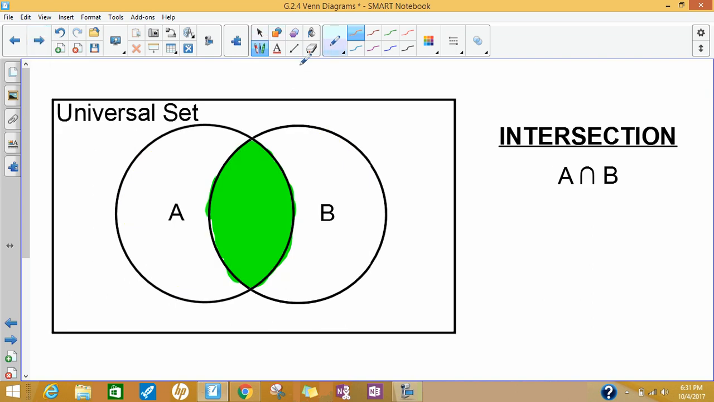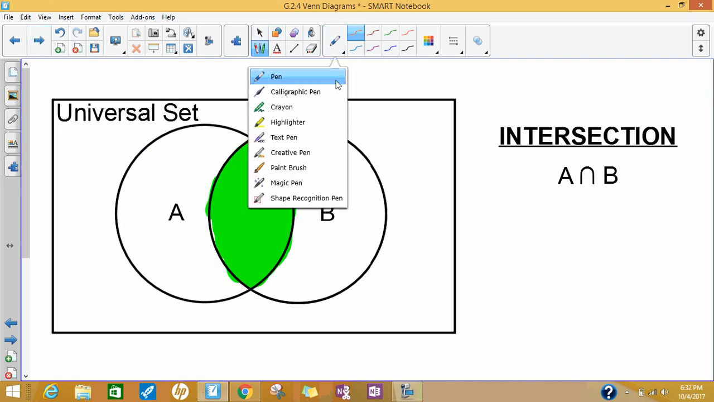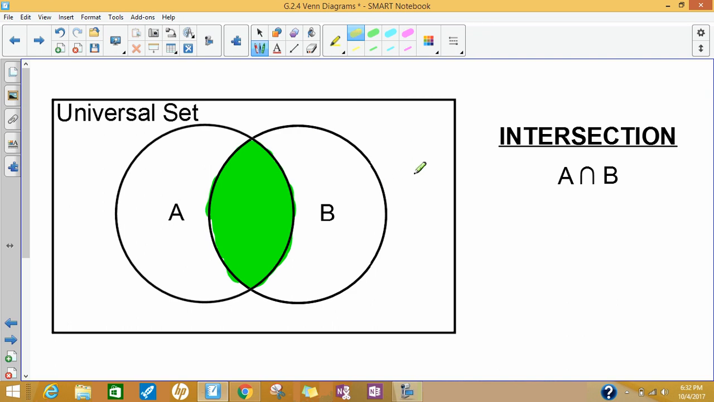If we look at just the center portion, that's called the intersection, the place where the two sets overlap, and the intersection is represented with an upside down U. So this is the intersection of A and B, and that's all the stuff that's in both A and B. So only the items in the set that are in A and B. So the things that the two sets have in common we call the intersection. It's where the two circles intersect.